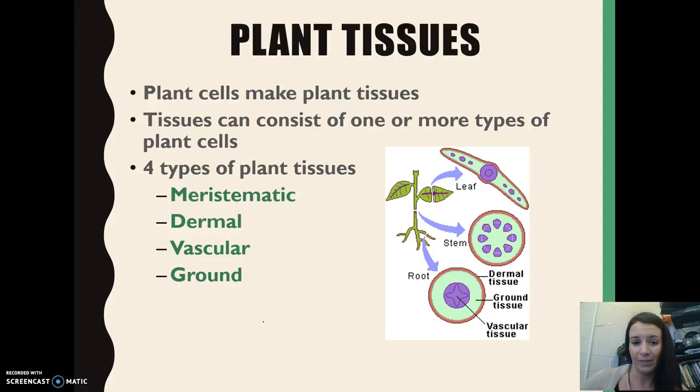When we talk about plant tissues, there's also several types of plant tissues. So tissues themselves can consist of one or more types of the plant cells that we just discussed. There's four types that you need to know. There's meristematic, dermal, vascular, and ground tissue. And this picture to the right shows a little bit of those there, but we'll get into that a little more here.